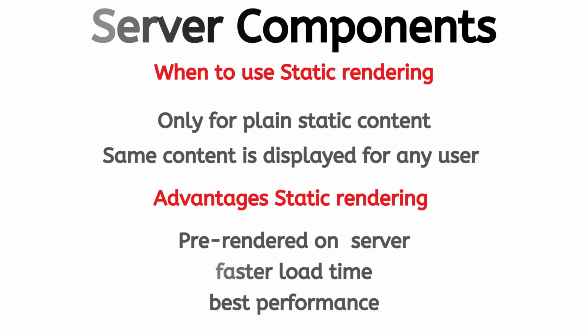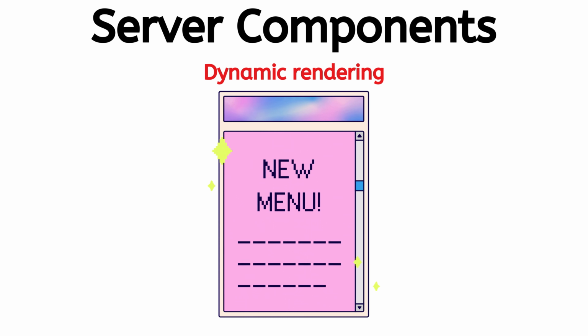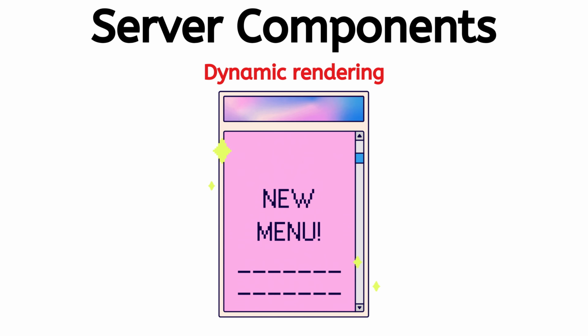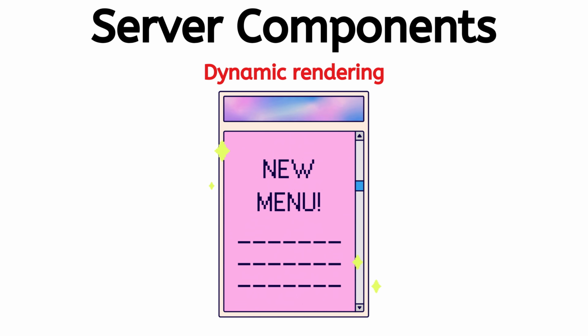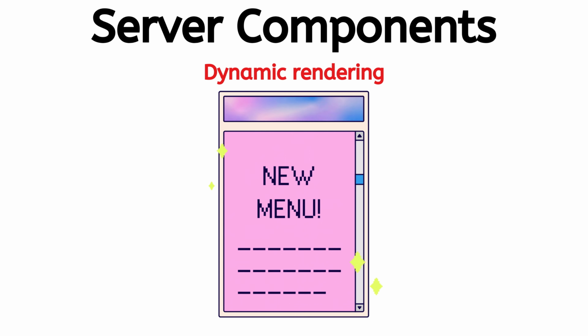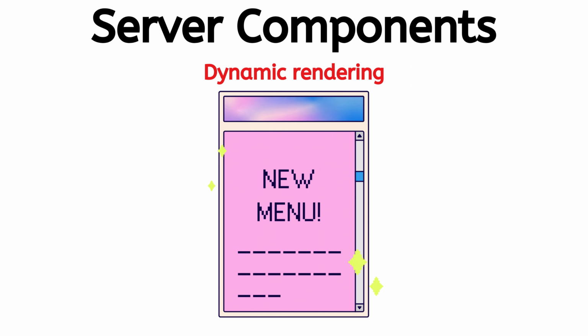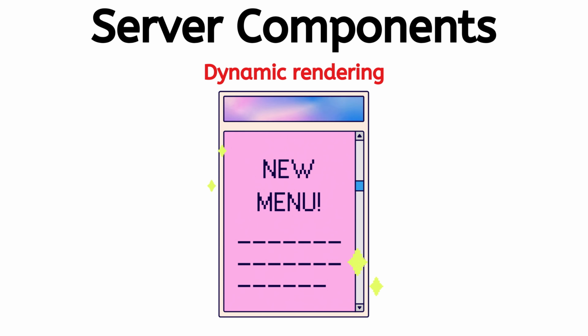The second one is dynamic rendering. This is also one type of server component, but it is a little bit different from static. In dynamic rendering, this page is rendered on the server, but there will be some dynamic content attached to the page.